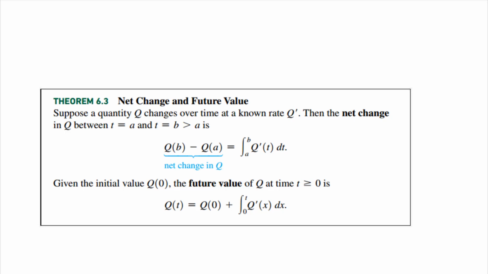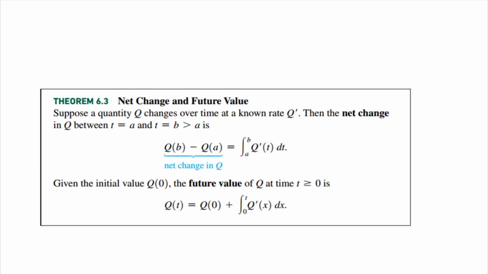So suppose a quantity Q changes over time at a known rate of Q prime. So we have a quantity Q, and Q prime is the change in the quantity. Then the net change in Q between time equals A and time equals B, where B is bigger than A, of course, is just the integral of the rate of change, and you get your net change.